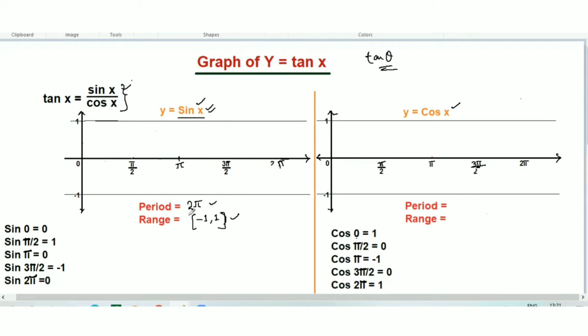So quickly I will explain to you. As sin x is a periodic function, every 2 pi radians the sine graph will repeat itself. So that's why the period of the sine graph is 2 pi. And the range: whatever angle x is, pi over 2, 3 pi over 2, or more than 2 pi, it will not go below -1 and not go above 1. So it will remain between -1 and 1. That's why the range of sine theta is -1 to 1.